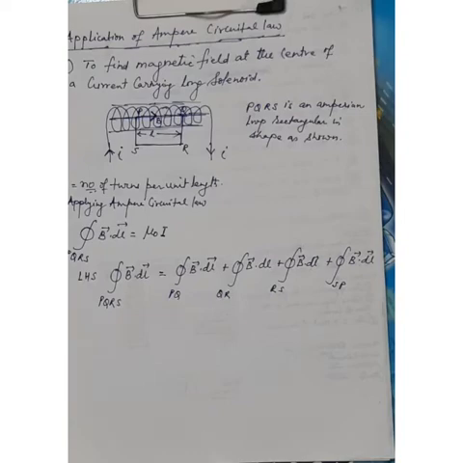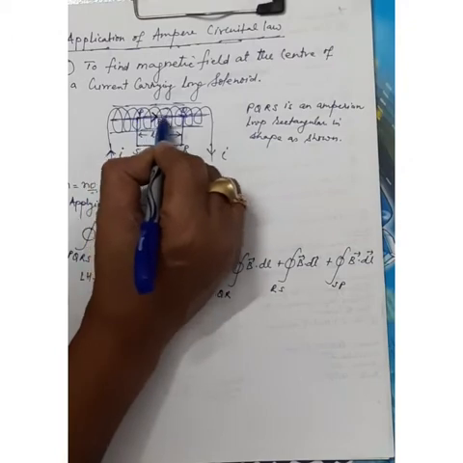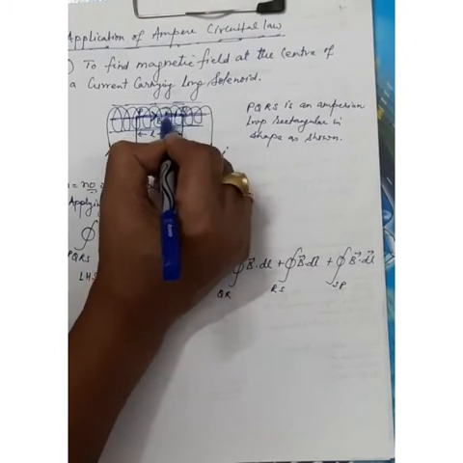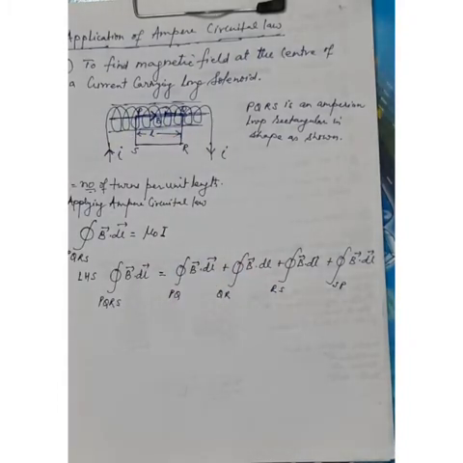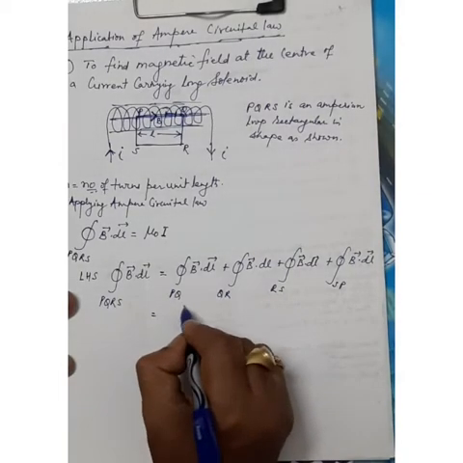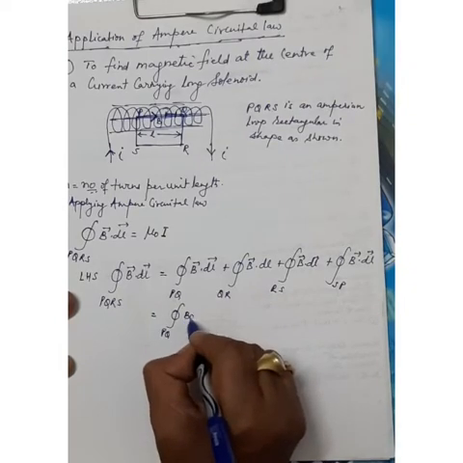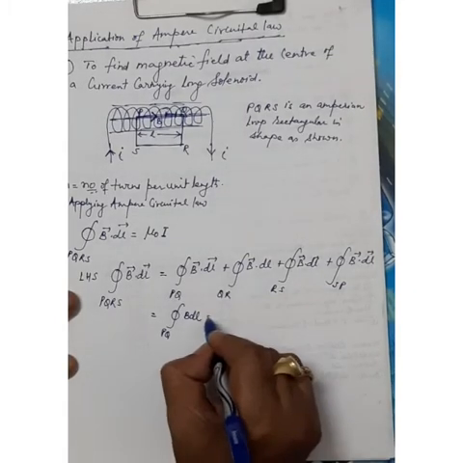So one by one. So B dot dl from P to Q. So if we consider a dl along this line, then dl and B are parallel. So the angle is 0 degree. So the first one can be written as integral from P to Q of B dl, because cos 0 is equal to 1. Now plus.